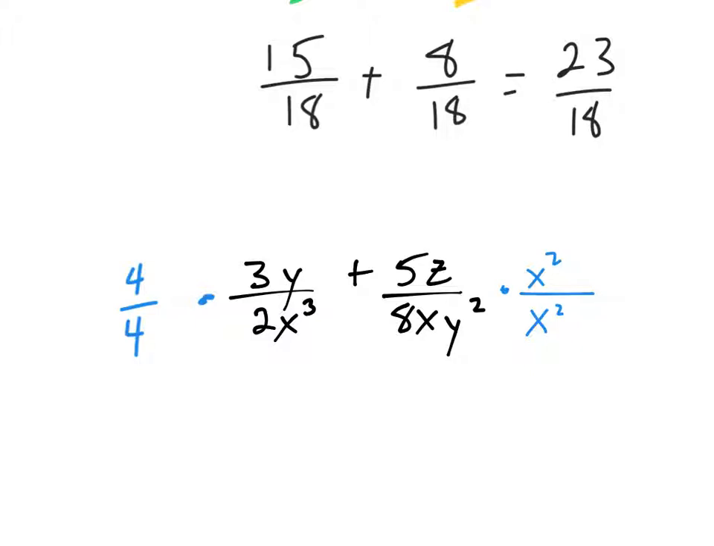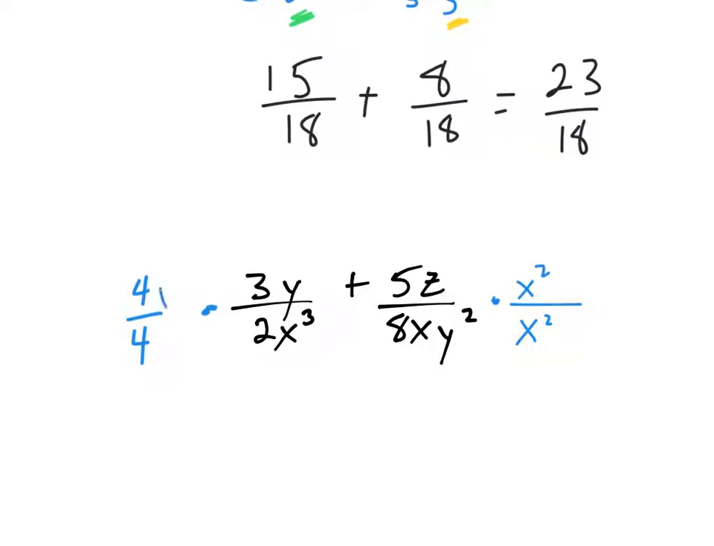Okay. There's nothing else on the 2x cubed denominator, so now I go over to the 8xy squared. We've taken care of the 8, right? We've taken care of the x. It's got a y squared. Does 2x cubed have a y squared? No. So what do I got to do? Multiply by y squared. And so I need to multiply this by y squared over y squared. Does that make sense? Yes. Okay. So now we multiply and then start to combine.